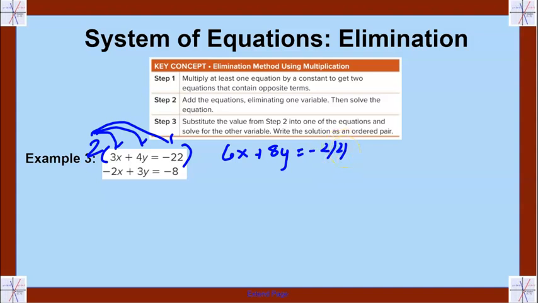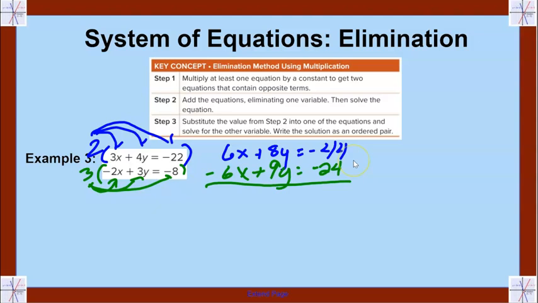And now my second equation, since the top one has a positive 6x, I want to make this a negative 6x, so I'm going to multiply this bottom one by a positive 3. 3 times negative 2x is a negative 6x. 3 times 3y is a positive 9y. And 3 times negative 8 equals a negative 24. Now I combine like terms.